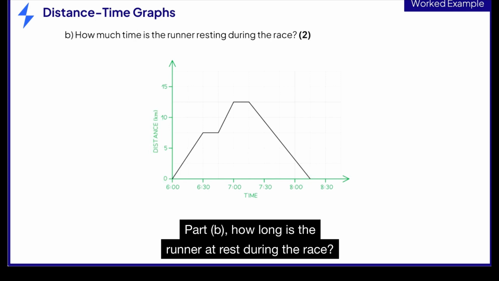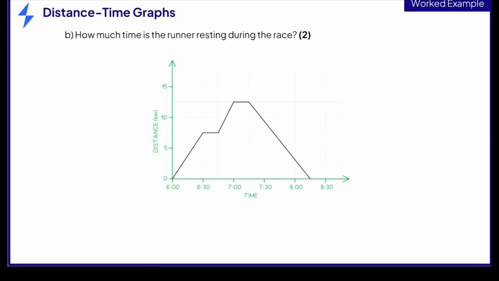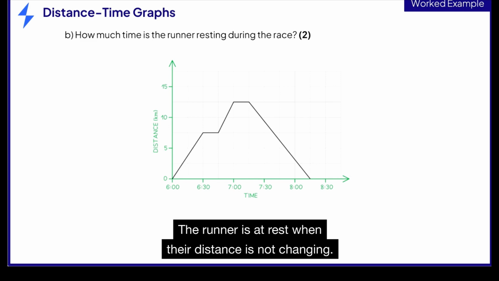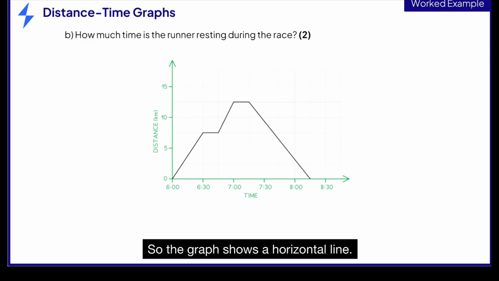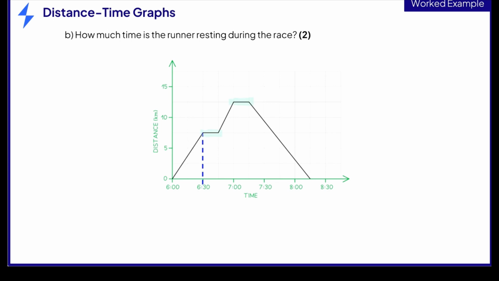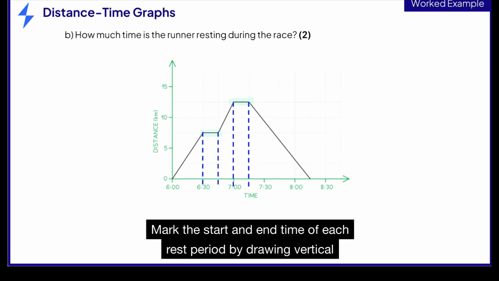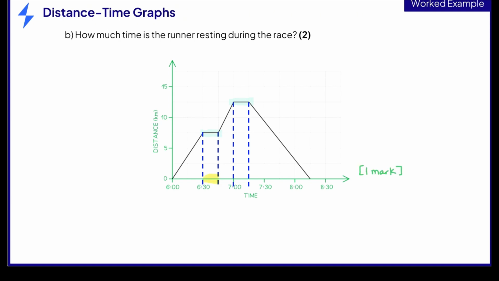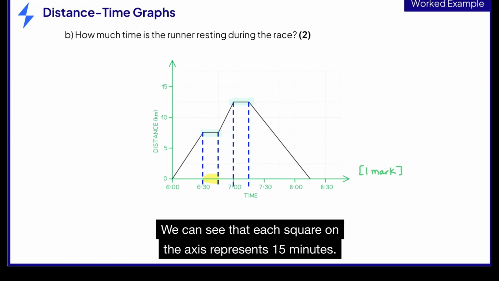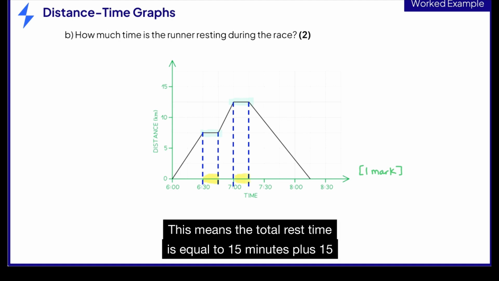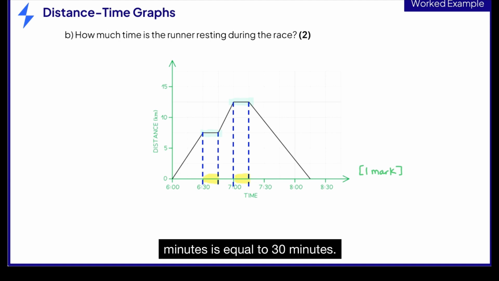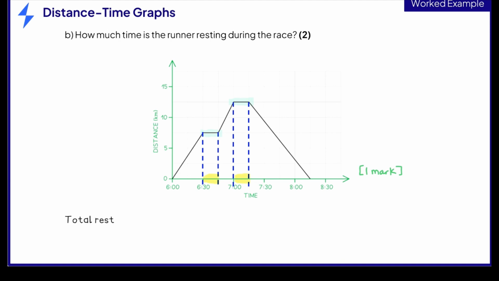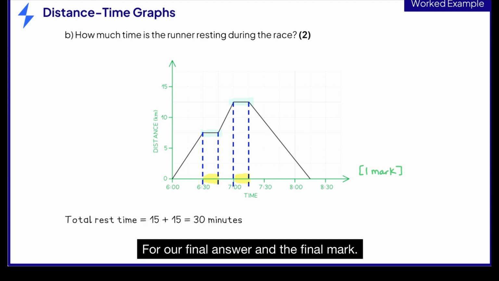Part B, how long is the runner at rest during the race? The runner is at rest when their distance is not changing, so the graph shows a horizontal line. Mark the start and end time of each rest period by drawing vertical lines with a ruler onto the graph. This gives us our first mark. We can see that each square on the axis represents 15 minutes. This means the total rest time is equal to 15 minutes plus 15 minutes, which is equal to 30 minutes, our final answer. And the final mark.